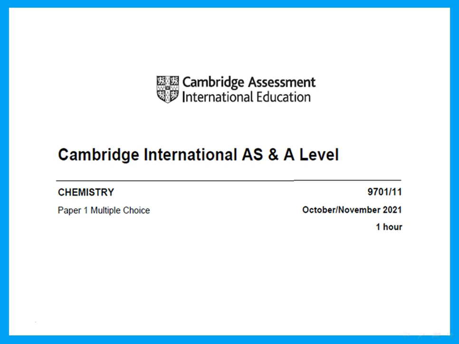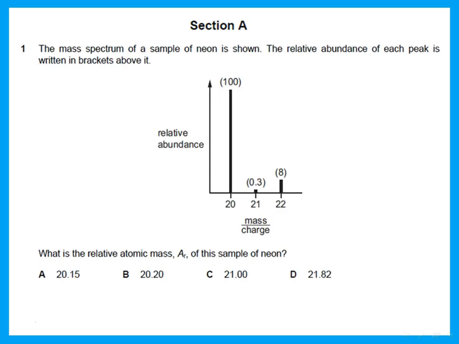So let's take a look at the questions and discuss the answers. The first question says the mass spectrum of a sample of neon is shown. So he gives me the mass spectrum. The relative abundance of each peak is written in brackets above it. What is the relative atomic mass of this sample of neon?